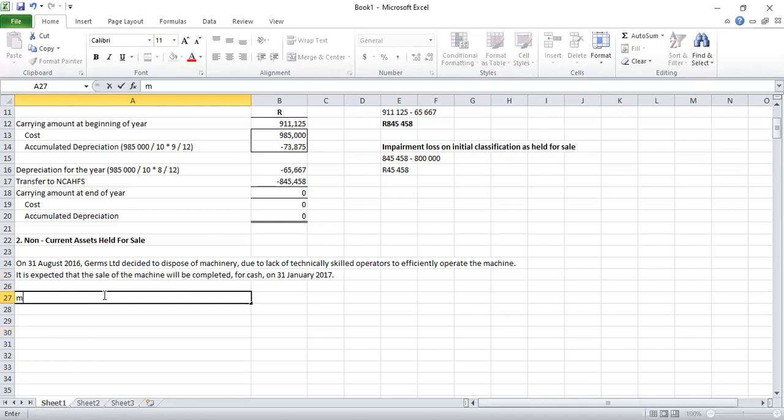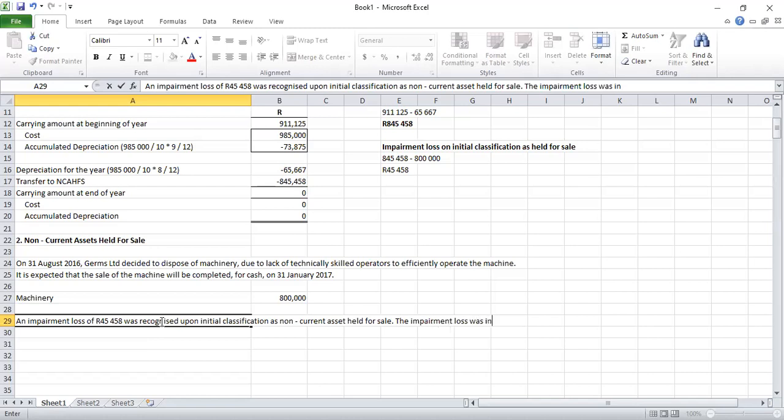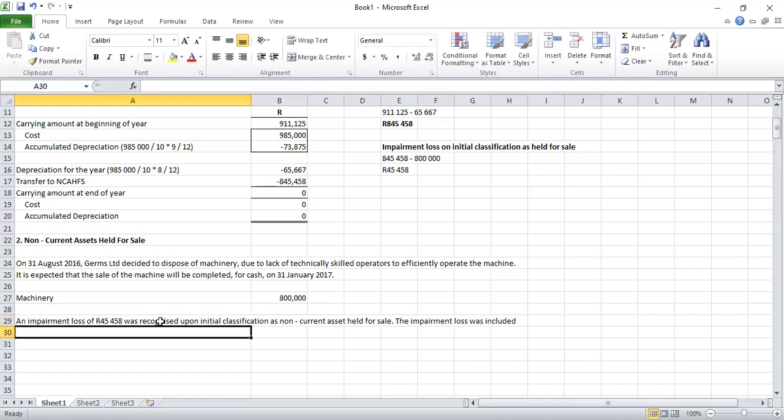Then we list the assets, machinery at the fair value, which is 800,000. And an impairment loss of 45,458 was recognized upon initial classification as non-current assets held for sale. So you only include these statements if there was an impairment loss, because sometimes you might find that the fair value might even be more than the carrying amount, so there will be no impairment loss.